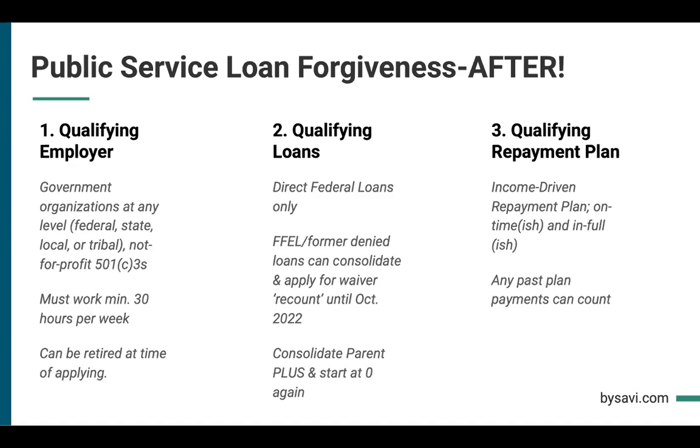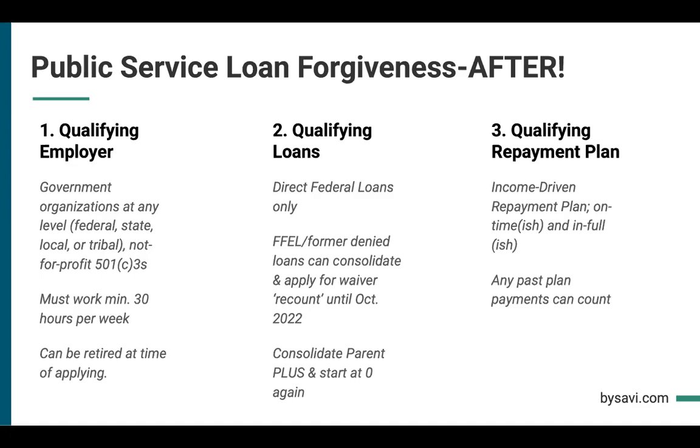So when we say public service loan forgiveness after, this is how it has changed under this waiver, okay? Now, we've been given no indication of what's going to happen after this waiver deadline, October 31st, which makes it even more important, and a good thing, that you're attending this webinar now so that you can take action and make sure that you, like I said, are maximizing that forgiveness. So when it comes to qualifying employer, this one hasn't changed much. You still need to work for any government organization or a not-for-profit 501(c)(3), and you still need to work a minimum of 30 hours or more a week.